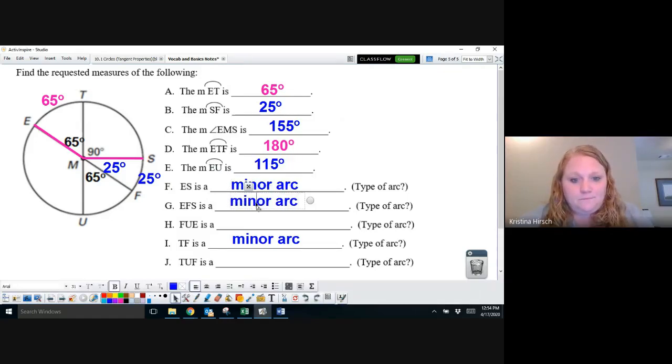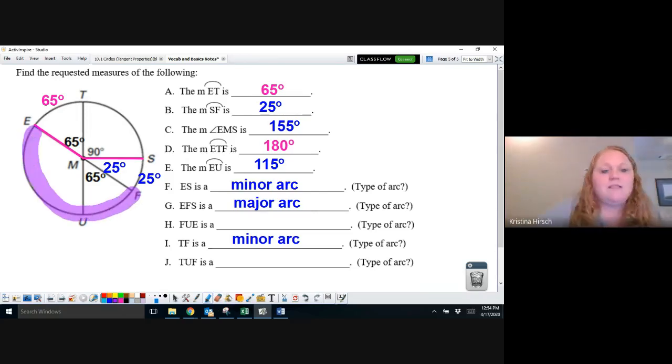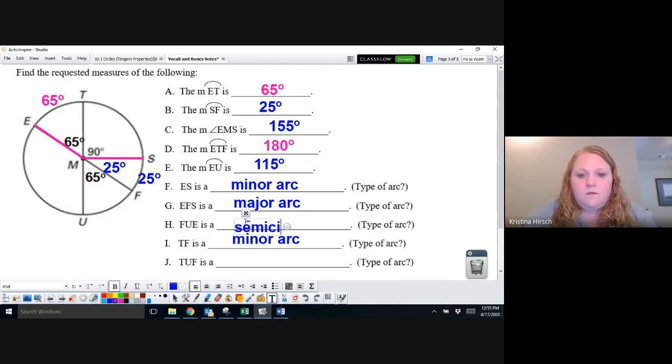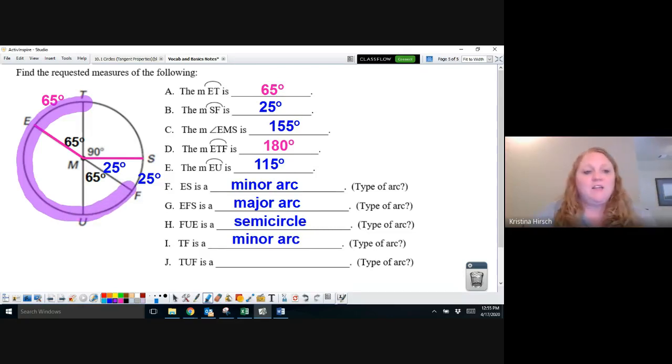All right. Now let's take a look at FUE. All right. So F to U to E is halfway, so that would be considered a semicircle. Right? And then the last one, TUF. So T to U to F. And I had to go in that order, and that's more than halfway, so that is considered a major arc. All right, so that's how you identify those.